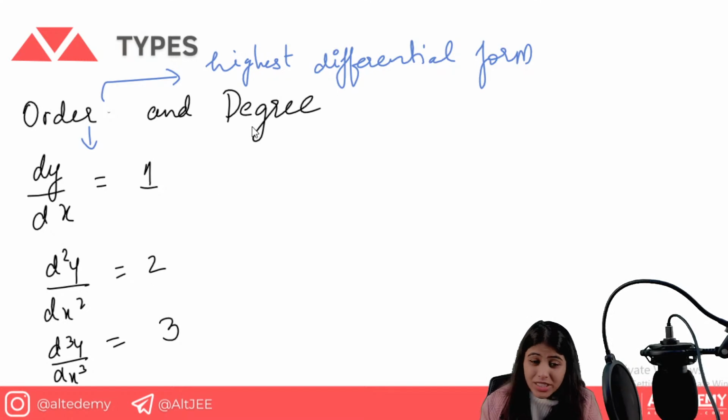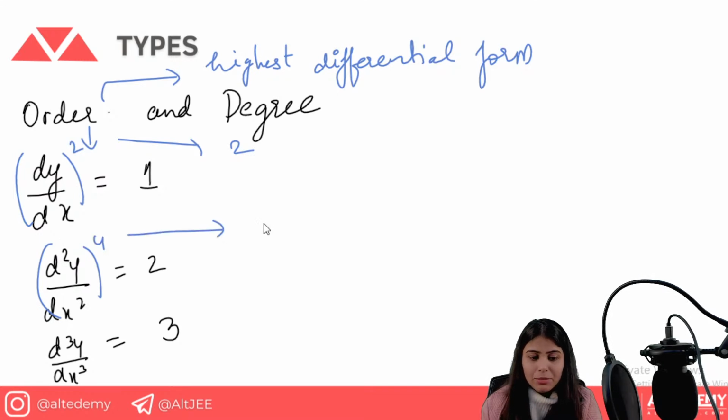Okay, and now what is degree? Degree is basically the power of the highest order derivative, the highest differential form. For example, we have dy by dx, here the order is 1, and if we have dy by dx squared, the degree becomes 2 here. If we have, for example, 4 here, the degree becomes 4.